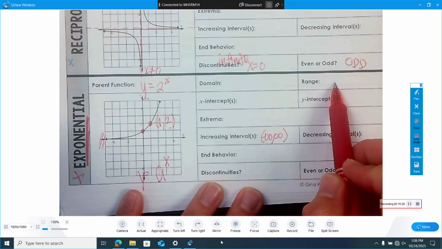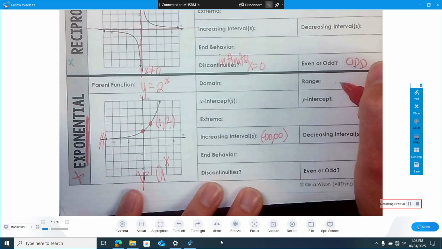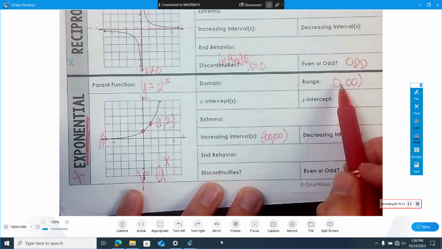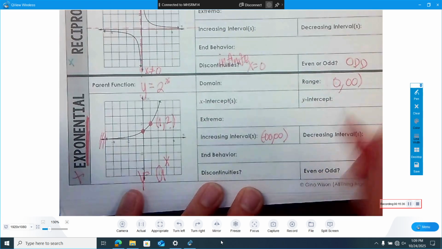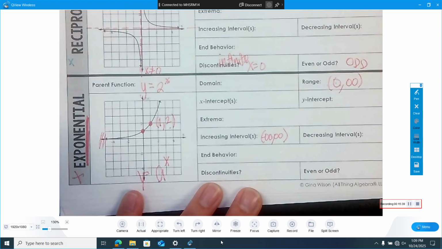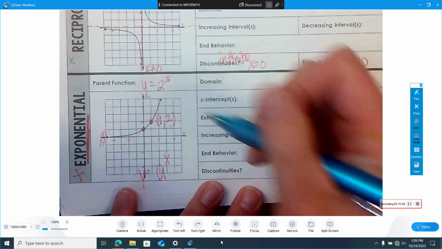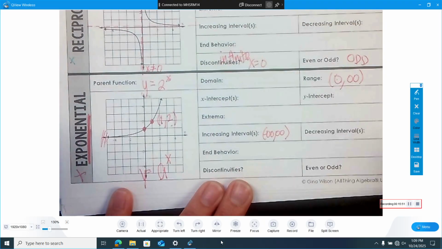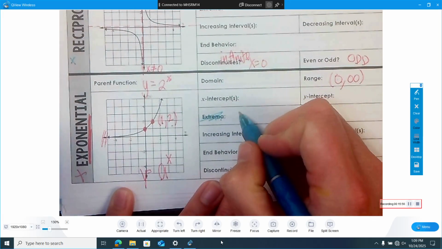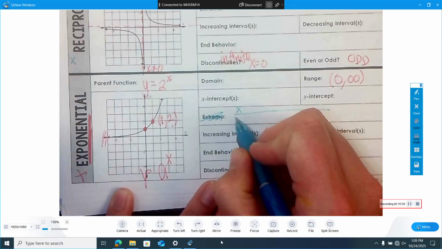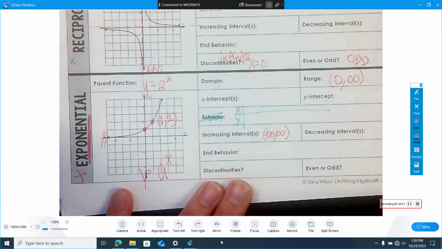What's the range? 0 to infinity. Now the question is, is it equal to 0 or a parenthesis? How do you know it's a parenthesis? It does get really, really close to 0, and it never hits. So let me talk about why, because there's really good logic here. I'm going to create a little x, y table of values for you.